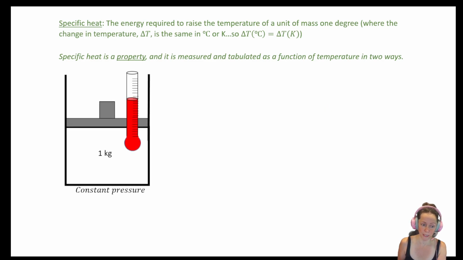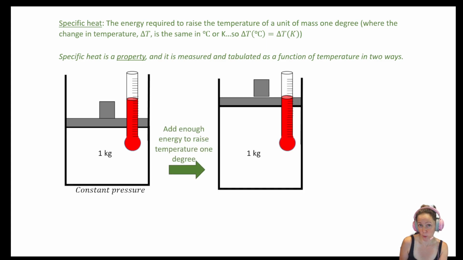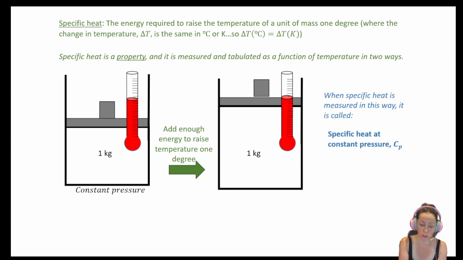You can also measure this by taking a unit of mass and seeing how much heat you have to add to it to increase the temperature by 1 degree, but you keep the pressure constant. So as you can imagine, you're going to have to add a little bit more heat because as it expands, it's going to naturally cool off. Okay. So when you measure it this way, it's called CP, specific heat at constant pressure. And for a gas, that value is going to be higher than the CV value.